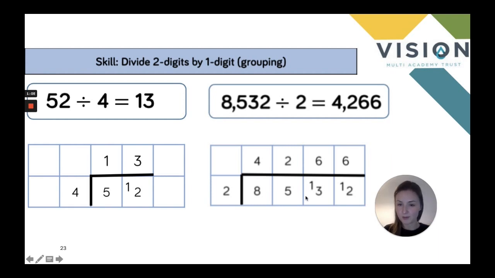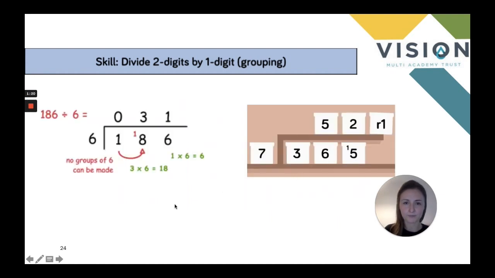How many 2's go into 13? 2, 4, 6, 8, 10, 12. Aha, 6. But again, we've got 1 left over. And finally, how many 2's go into 12? It fits nicely, 6. Okay.